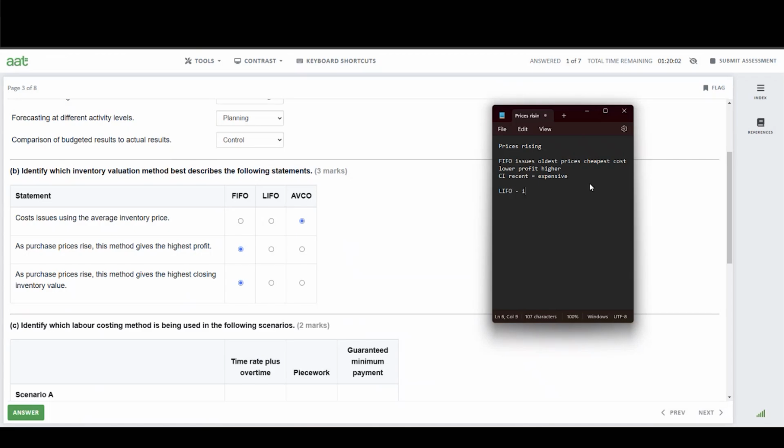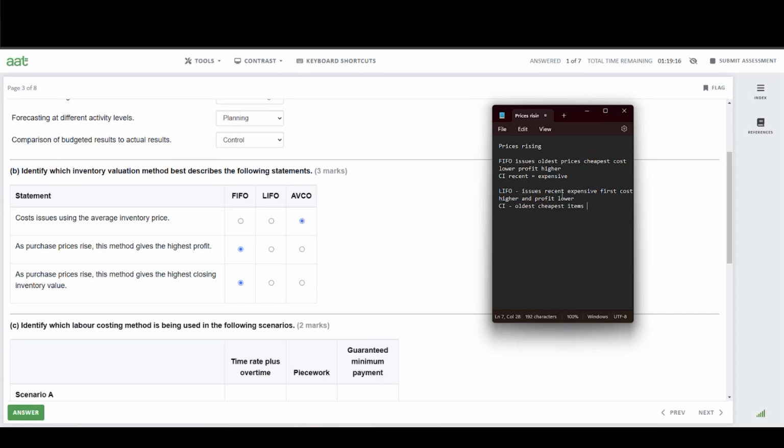So LIFO issues the recent more expensive items first. Struggling to type here, expensive items first. So that means costs will be higher and profits lower. That means our closing inventory will be valued using the oldest, cheapest items. So our closing inventory will be a lower value, won't it? So yeah, I'm satisfied that it's FIFO for both of the options there.